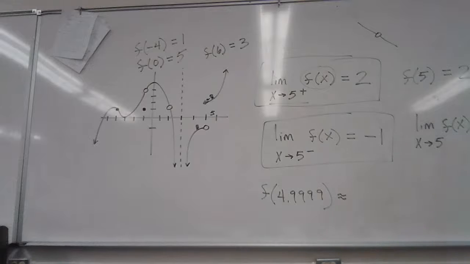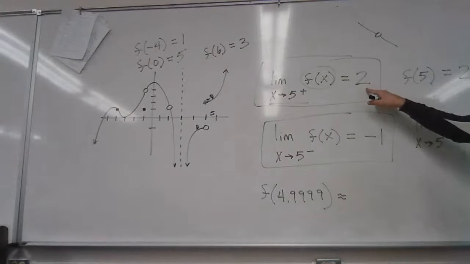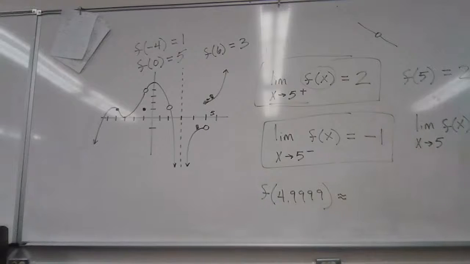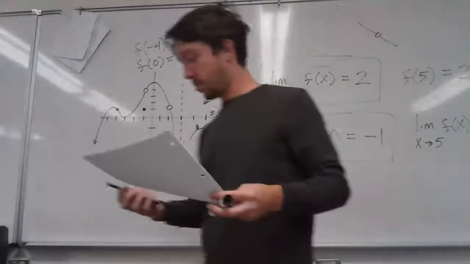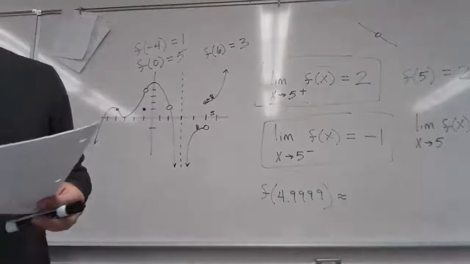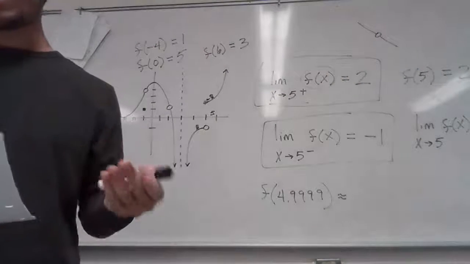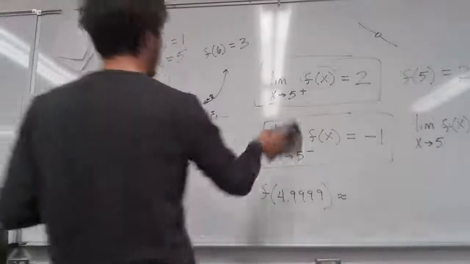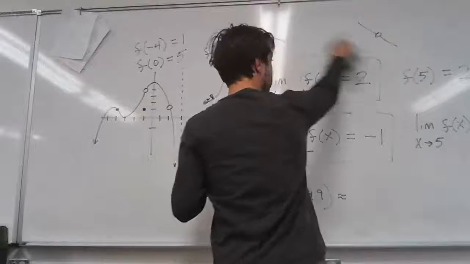Just to recap, the answer to A is 2. The answer to B is negative 1. The answer to C is does not exist. And the answer to D is 2. All right, we can finish up E, F, G, and H now, and then we'll be done. Yep, D is 2.